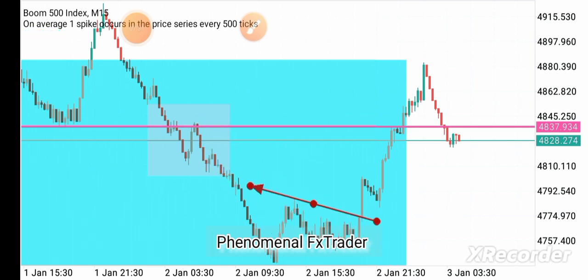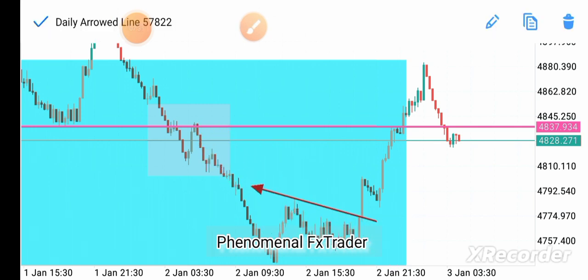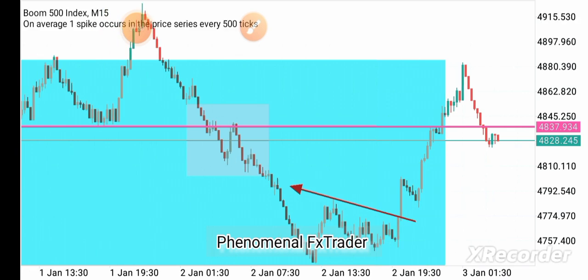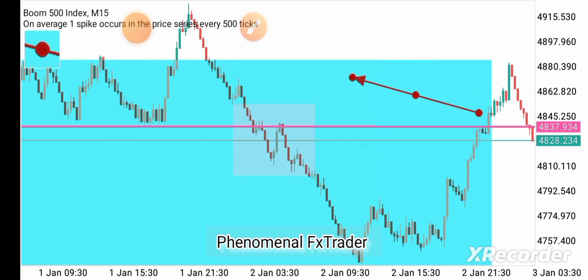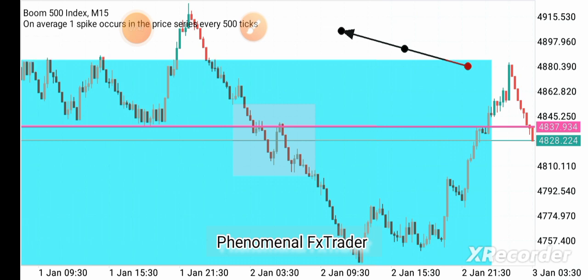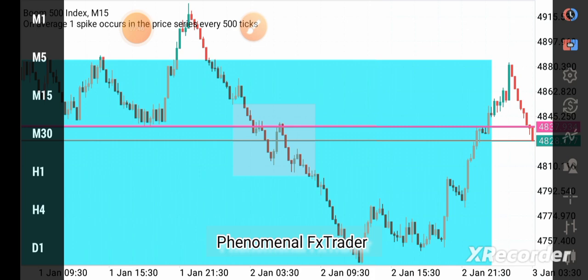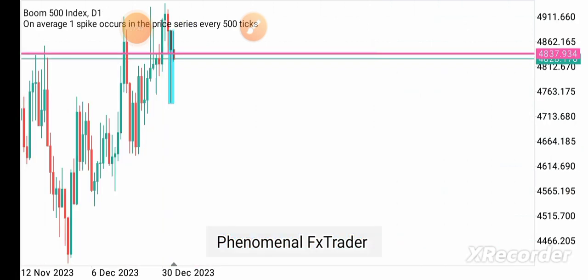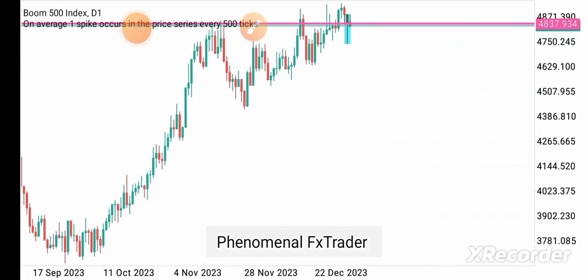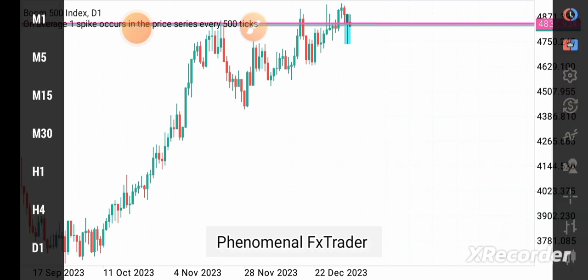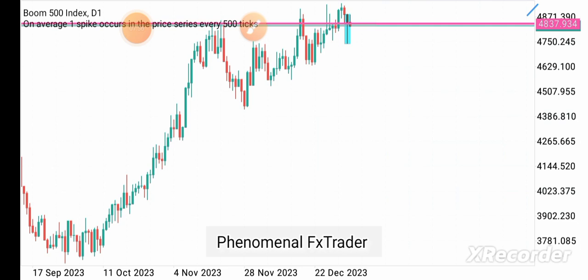So now, how will you know where to expect the market to reverse? Now we go back to the daily time frame. Let me show you something, guys. On the daily time frame, you can see that the market is trying to give us a wedge pattern. So we use this structure here, kind of a wedge pattern.